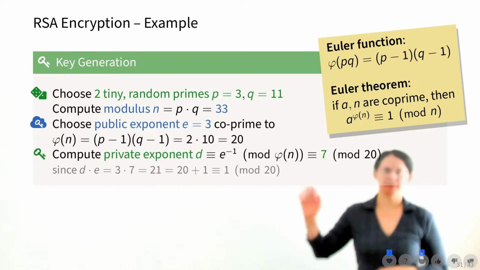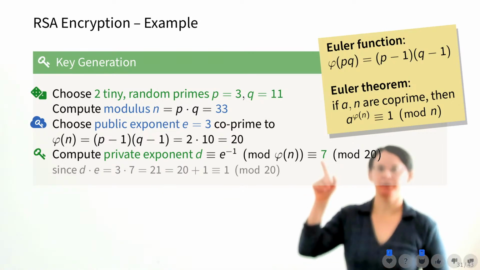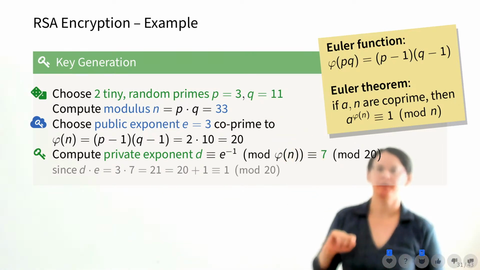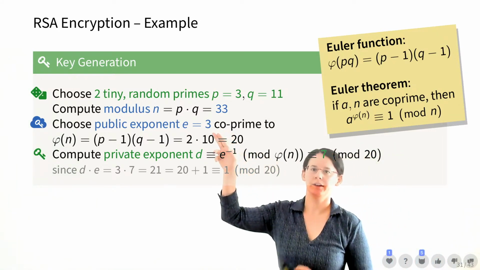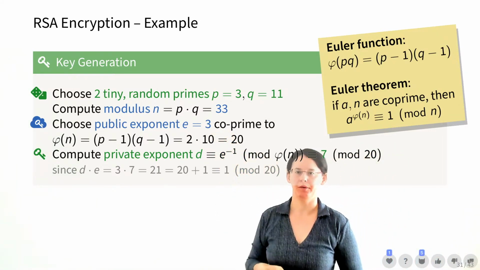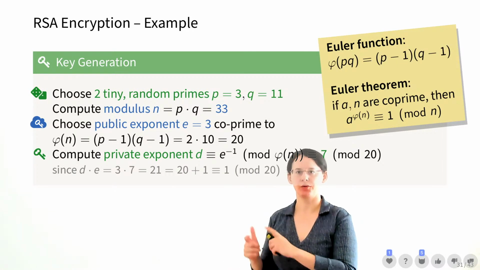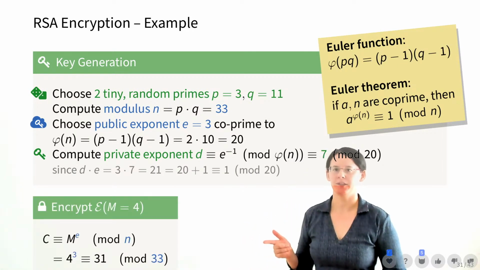Okay, so this is our key pair. So 7 and 33 is our private key, and 3 and 33 is our public key, which we publish. Now anyone who knows the 3 and the 33 can encrypt something.